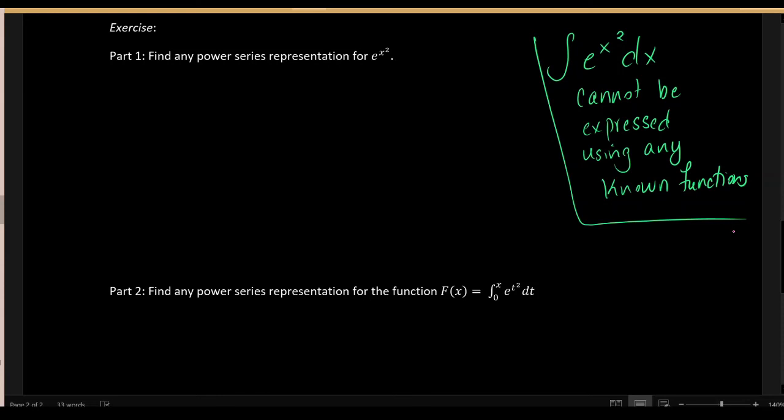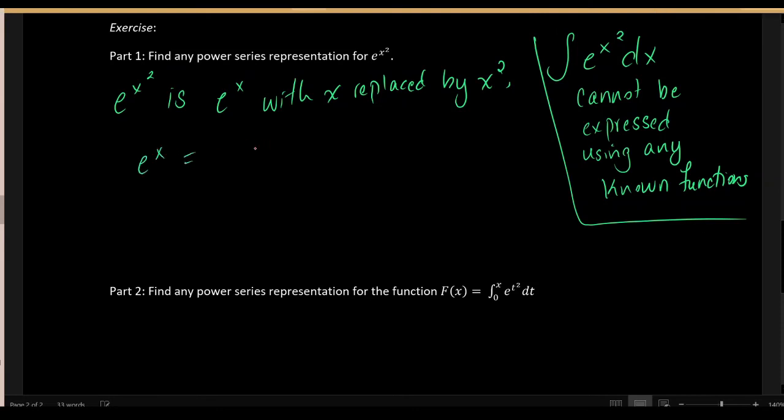In order to do that, we're first going to need a power series representation for e to the x squared itself. So I'm going to note that e to the x squared is basically the same thing as e to the x with x replaced by x squared. Now we already know the power series representation for e to the x. And if you're a math major, or if you're intending to be a math major, you should certainly have this memorized. Now this is equal to x to the power n divided by n factorial, summed from 0 to infinity.